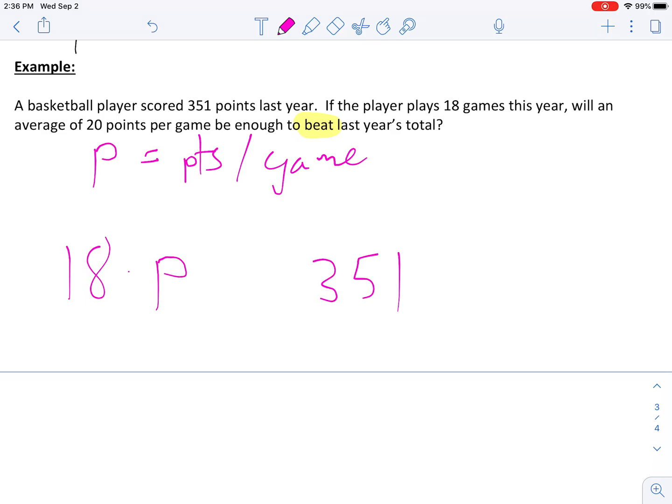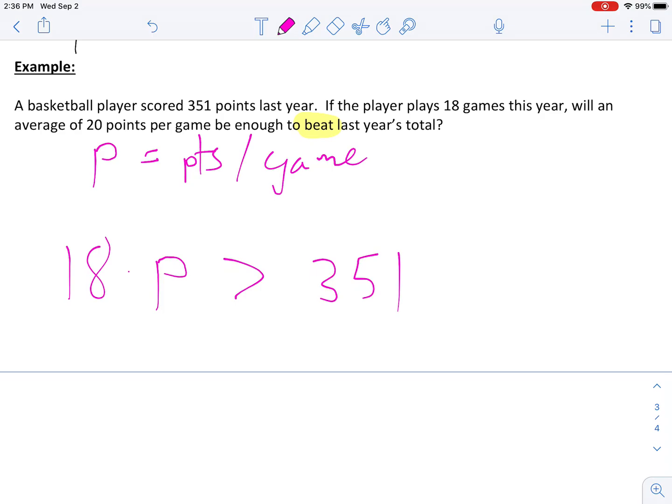Now the inequality symbol that must go here, I want to beat that score. So it's not going to be a greater than or equal to, because if I get 351 points in my second season, I didn't beat my total from last year, I tied it, right? Beating and tying are two different things. If I want to beat the score, 351 is not going to beat it. It's got to be 352 or higher. So my inequality symbol is strictly greater than. 18P is strictly greater than 351.